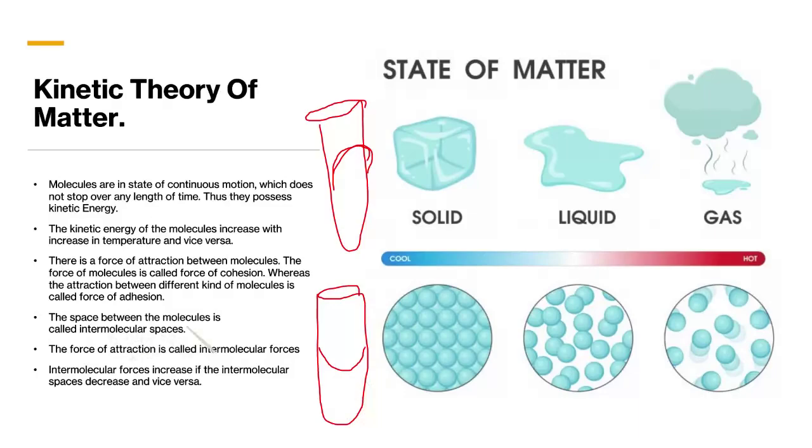The spaces between the molecules are called intermolecular spaces. I have discussed that before. The force of attraction is called intermolecular forces. Intermolecular forces increase if intermolecular spaces decrease and vice versa. As you can see here, the intermolecular forces increase in solids because the spaces are less, and as the spaces increase, the forces decrease.